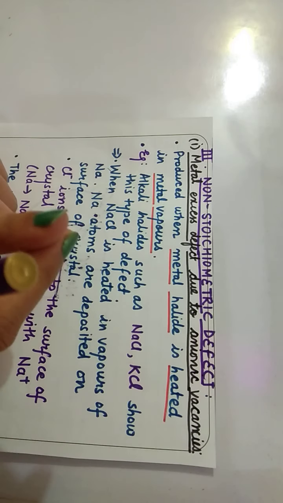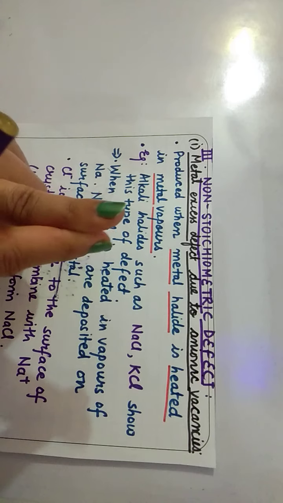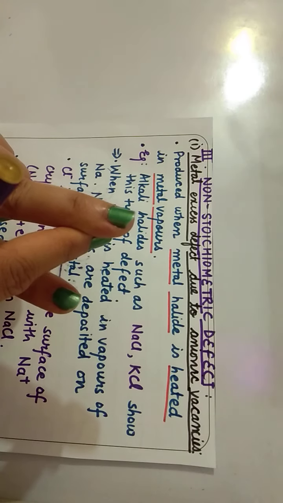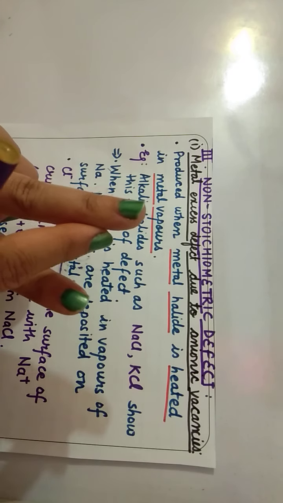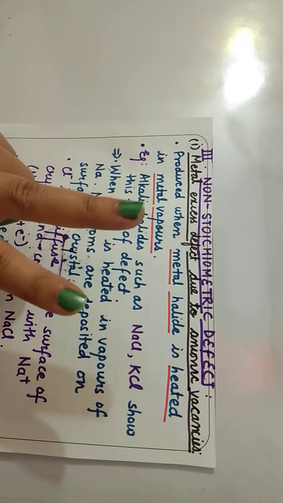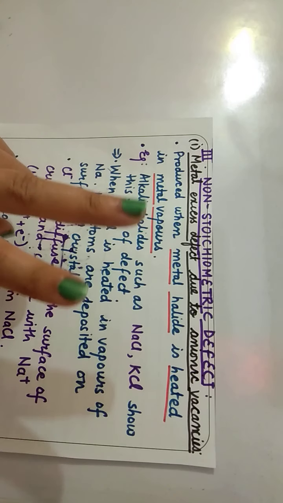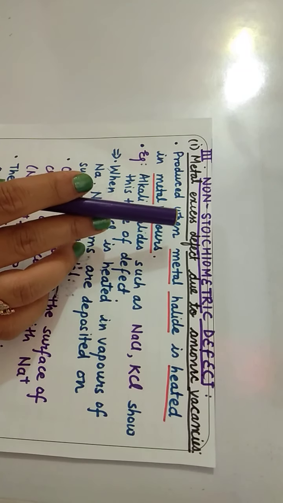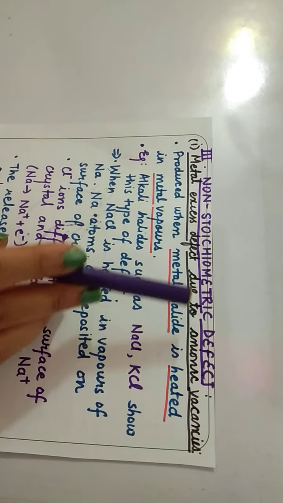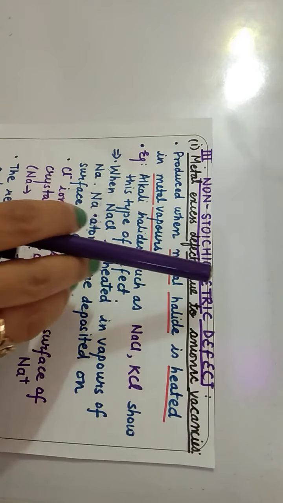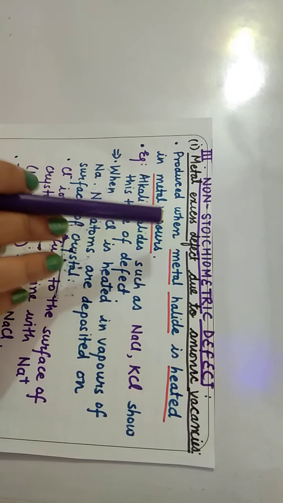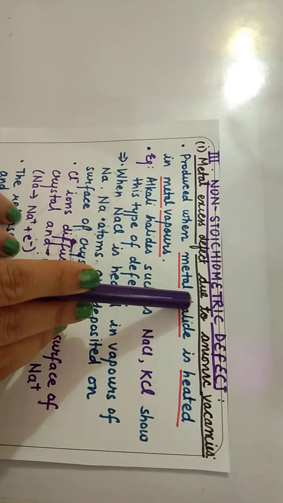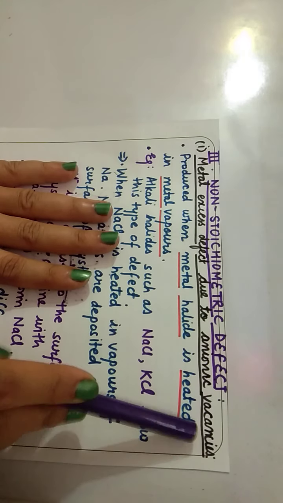So two points I've told you. There will be change in the composition of the solid, and second, the ratio of the constituent elements will be non-stoichiometric ratio. Now it is of two types. First one is metal excess defect and second one is metal deficiency defect. In metal excess defect, there are two types. First one, metal excess defect due to anionic vacancy.